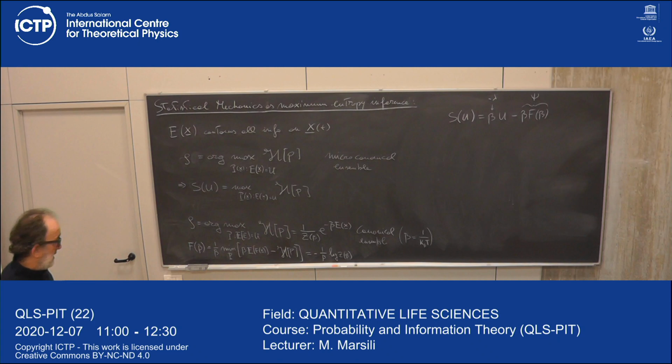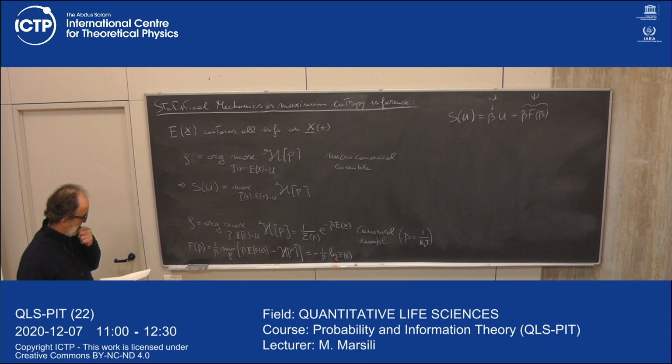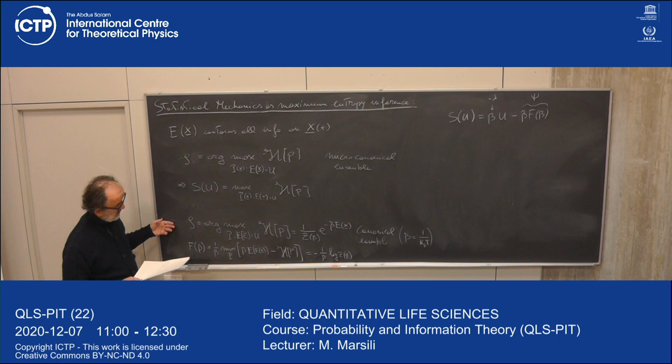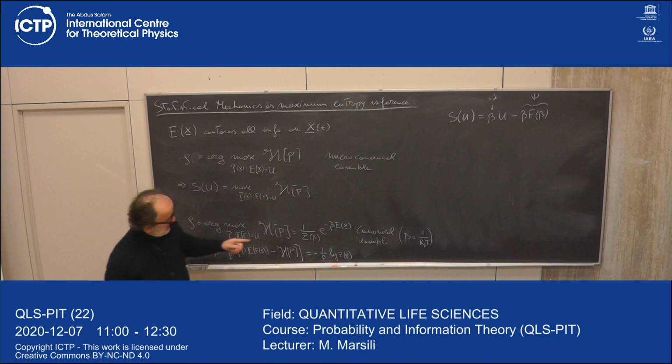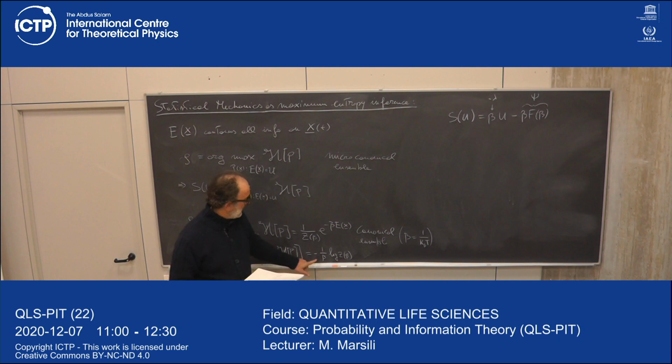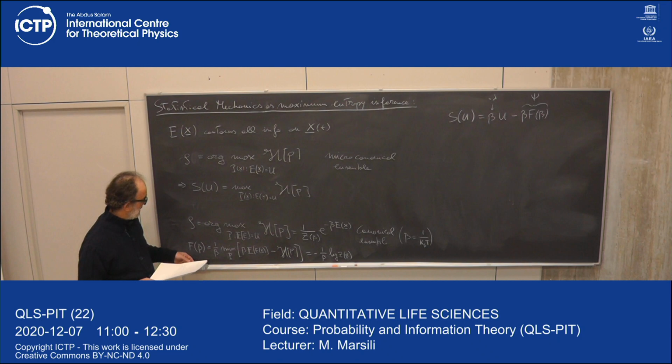And so the recipe of statistical mechanics for a system in thermal contact with another system is to compute the partition function, then take the log, 1 over beta, take a minus sign, and this gives you the free energy. And as a function of the free energy, you can derive all the other quantities using the mathematics of the Legendre transform. Okay, using that relation, etc.